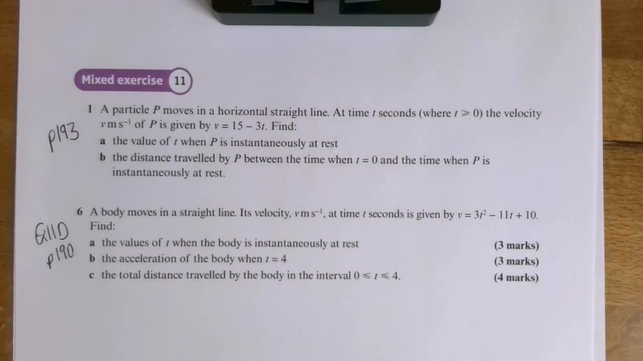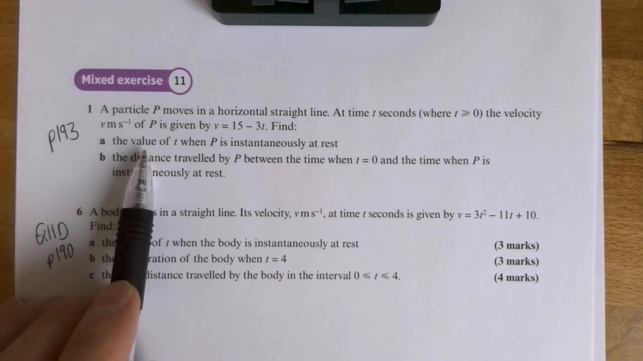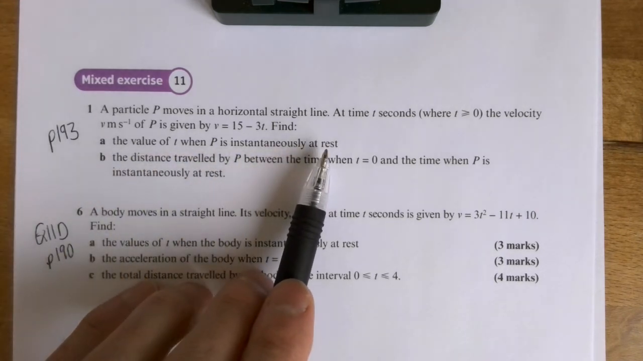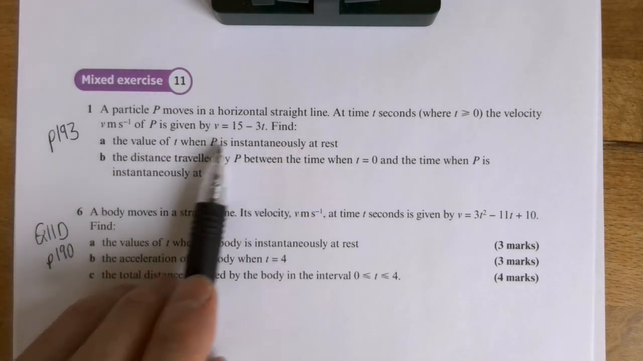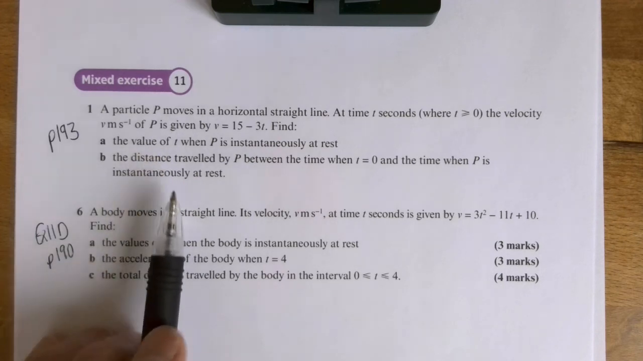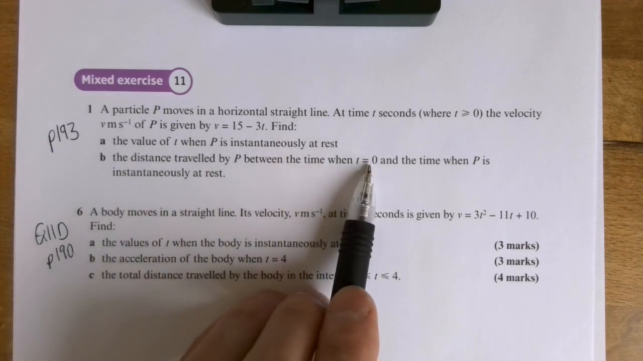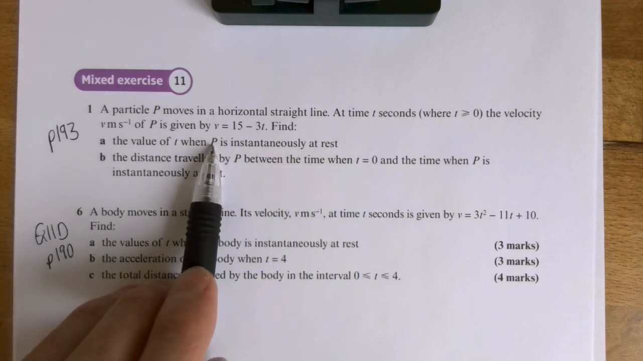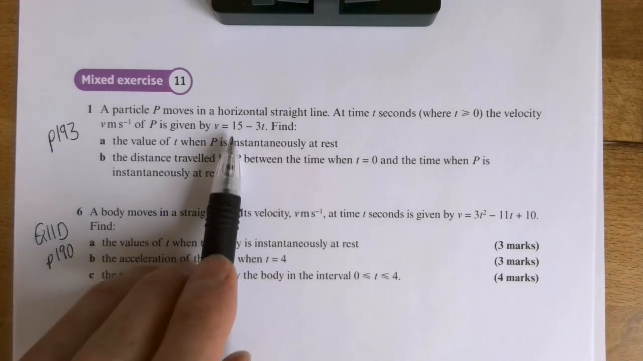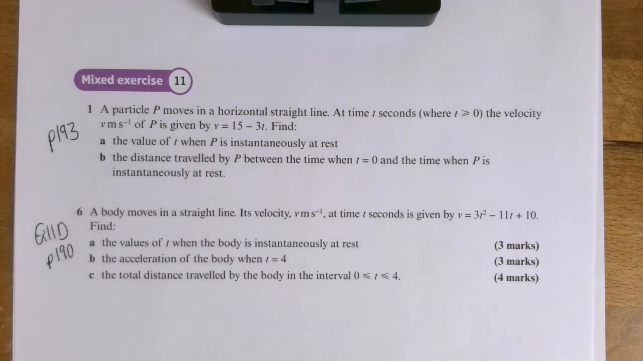2 questions to try. One from the mixed exercise on page 193. Given a formula for velocity, you've got to find the value of t when it's instantaneously at rest, so that's when v equals 0, only one value. You've then got to find a distance, so that's integrating, and you're going between t and your answer to a. Those are your 2 values. So that's very much like one of the ones we've already done.